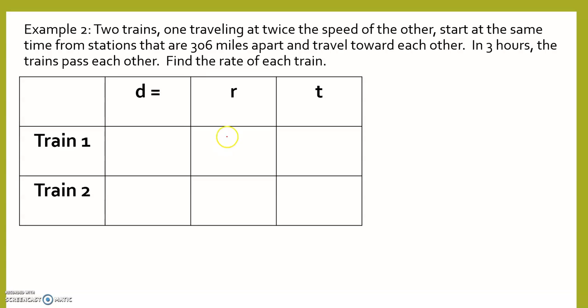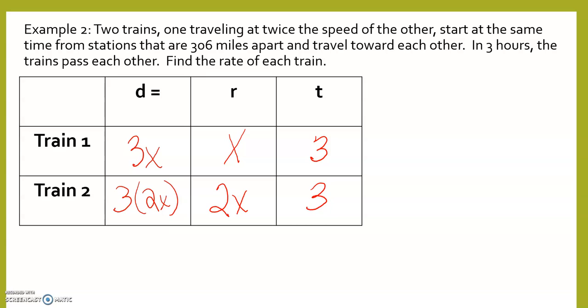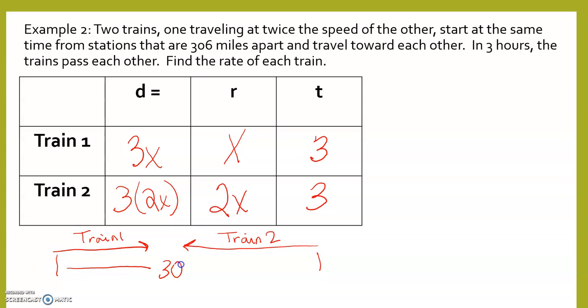The first train, we can say the rate is x. The second train is traveling at twice the speed of the first, so its rate is going to be 2x. Our time for each one is 3 hours. Multiply to find our distance, so 3x, 3 times 2x. And if we draw a picture, we've got train 1 going this way, and train 2 coming this way. And we know that the stations were 306 miles apart.